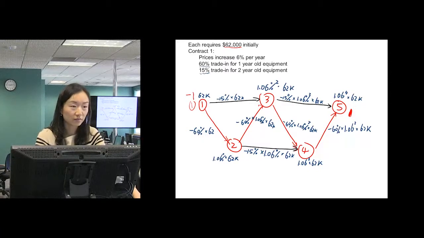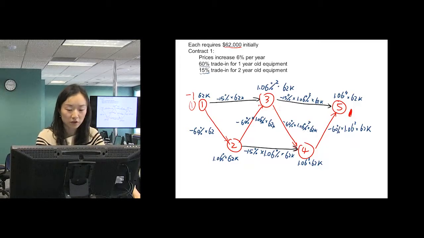So node 4, okay? What does that mean? No matter whether it's going this way or this way, this node 4 means we're going to trade in the product and we're going to buy a new one. And that's why this purchasing cost occurred here. Depending on which way it comes from, the equipment that we're trading, the percentage of the trading value, and the equipment cost all depend on that.